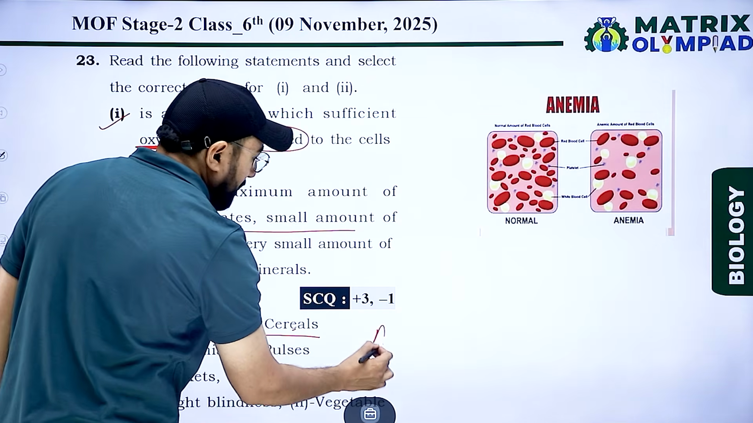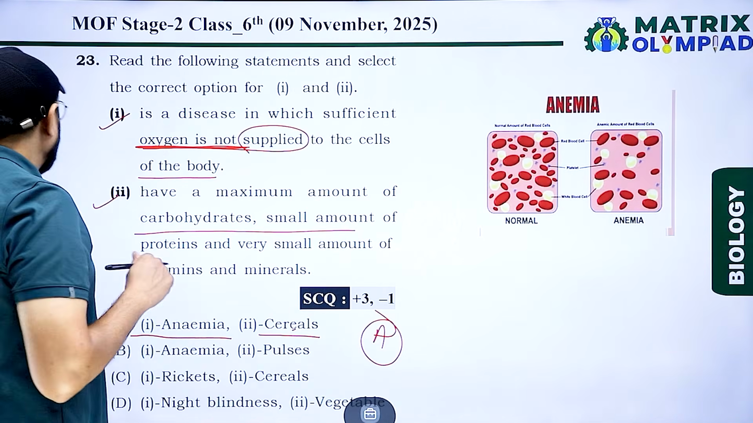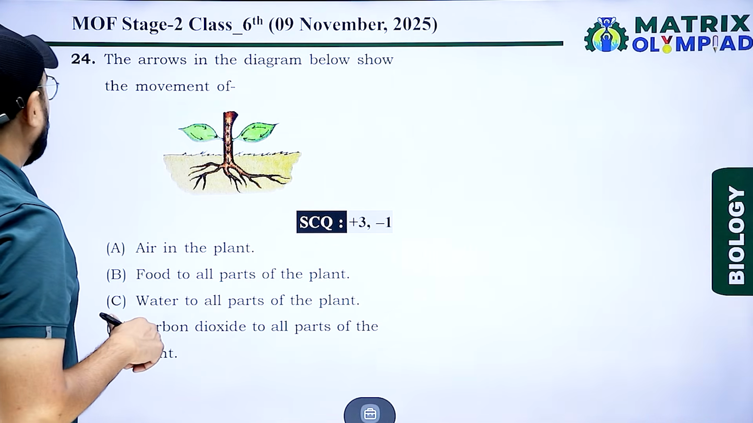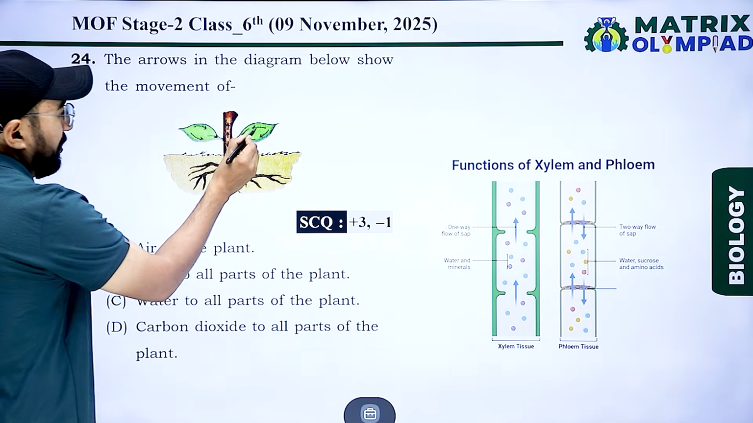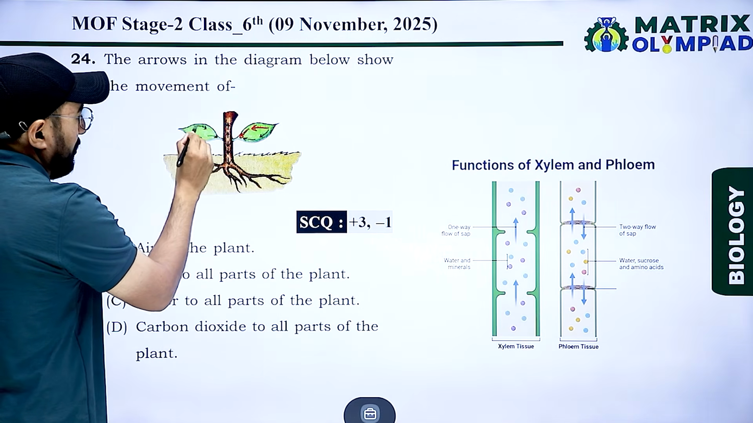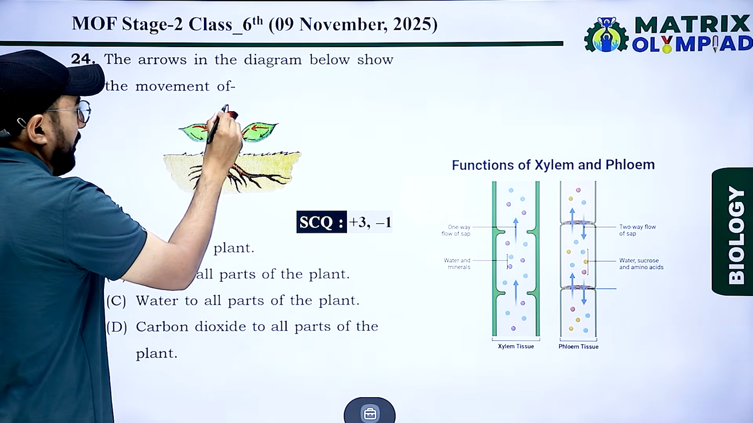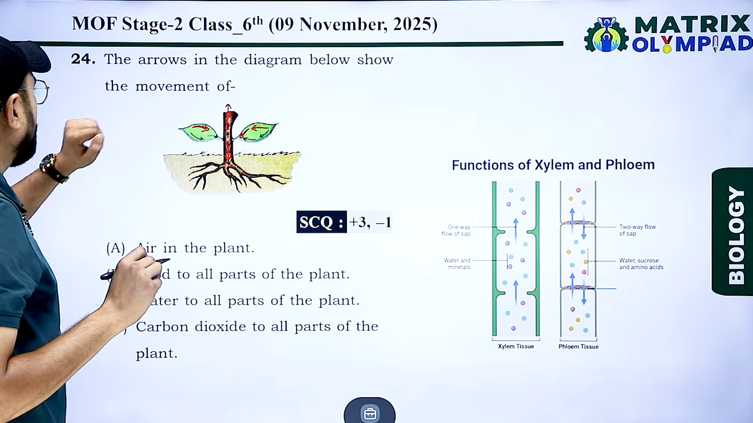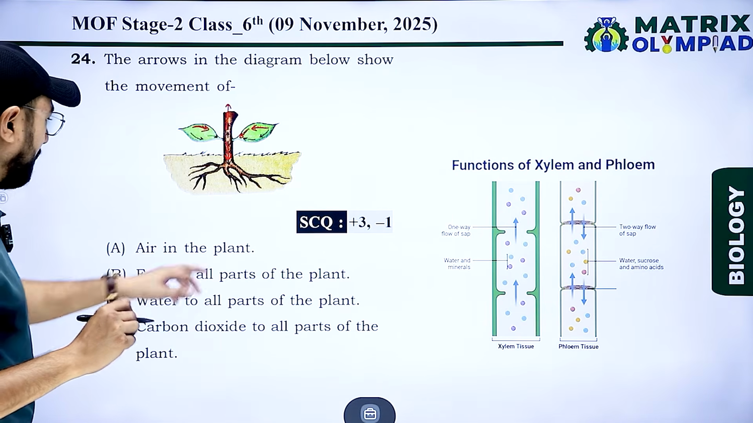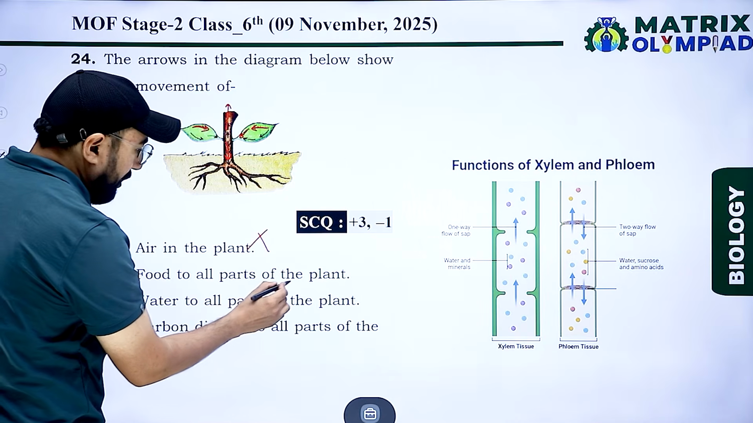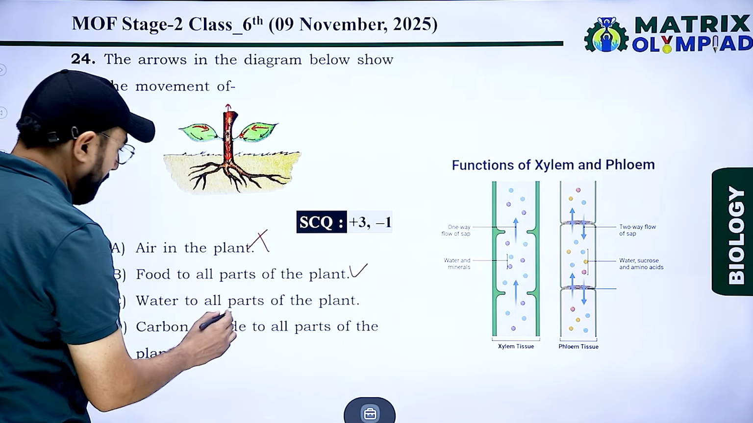Option A is right. Next question: the arrow in the diagram, this type of arrow, upward and downward. In the diagram below, show the movement of air in the plant, no. Food to all parts of the plant, that is right.